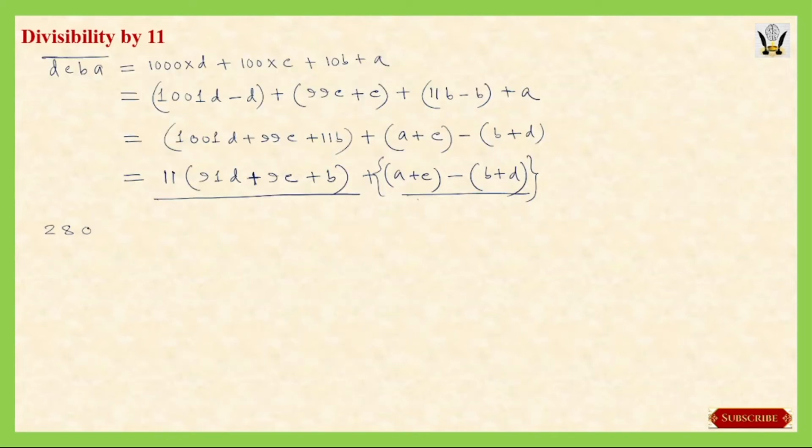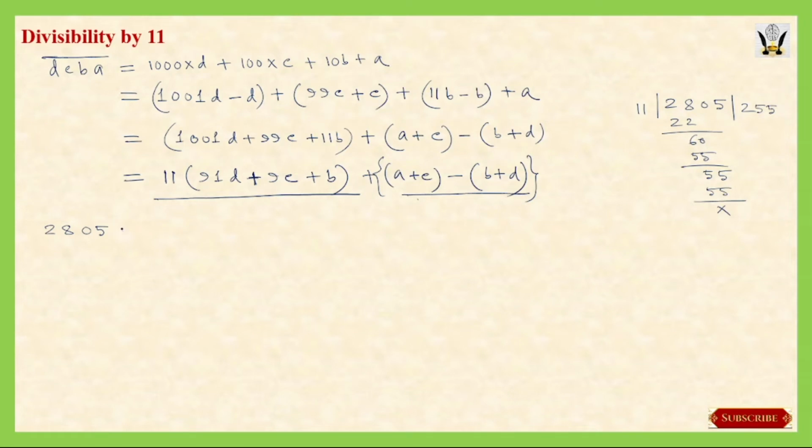So 2805, if we choose this number, then separately if we evaluate the division by 11, then it will be 11 2s are 22, then we have 60, so 11 5s are 55, and then again we have 55, so it will be 11 5s are 55, and we have a zero remainder. That means 2805 is divisible by 11.